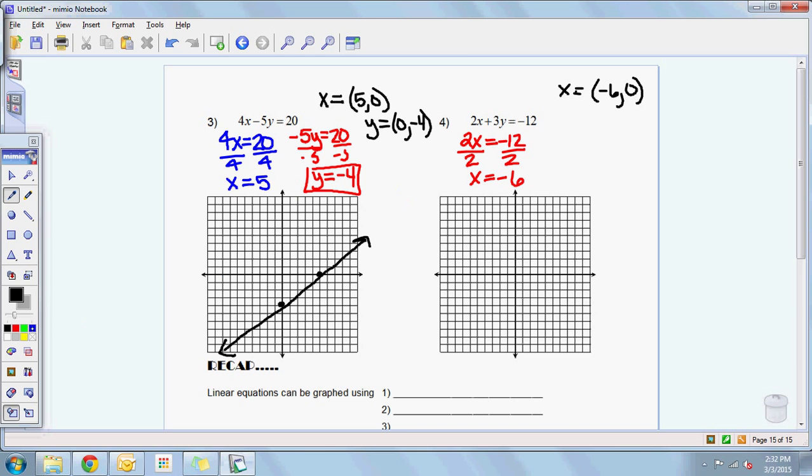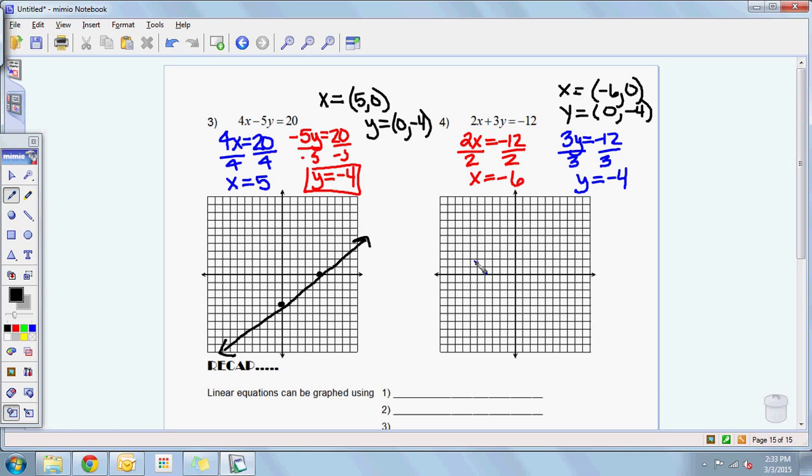To find the y-intercept, you're going to cover up that x value. So I have a positive 3y. So 3y equals negative 12. Solve for y by dividing both sides by 3. When I do that, I get y equals negative 4. So my ordered pair for my y-intercept is (0, -4).